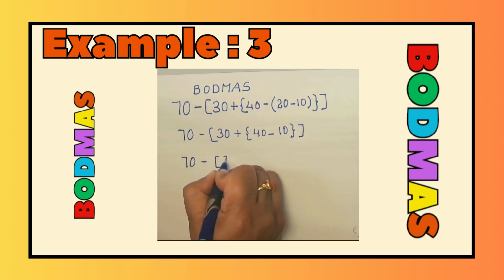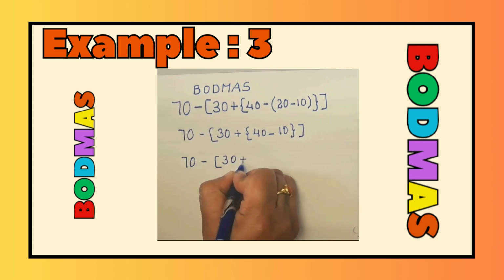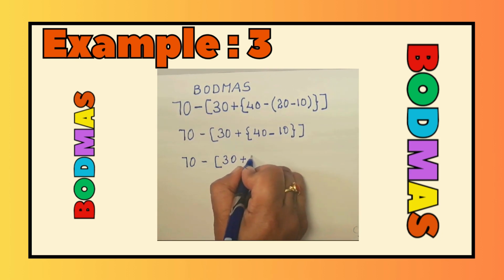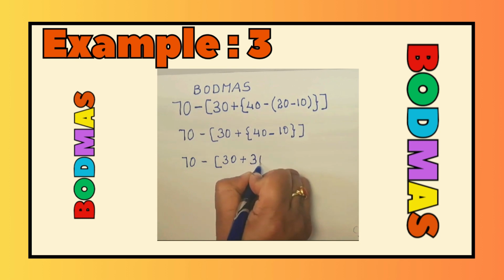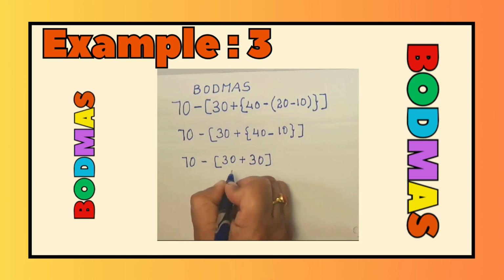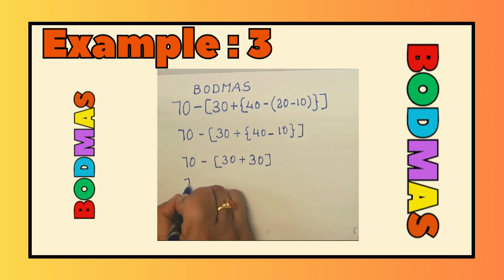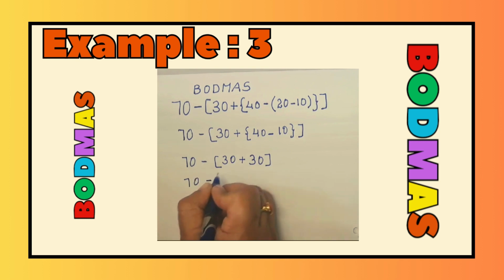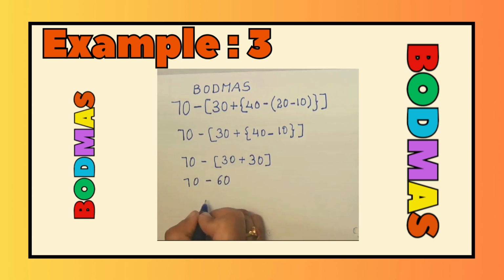Now I'll be solving the curly bracket. 40 minus 10 is 30. Finally, I'll be solving this square bracket. 70 minus 30 plus 30 is 60. So 70 minus 60 is 10. 10 is the answer.